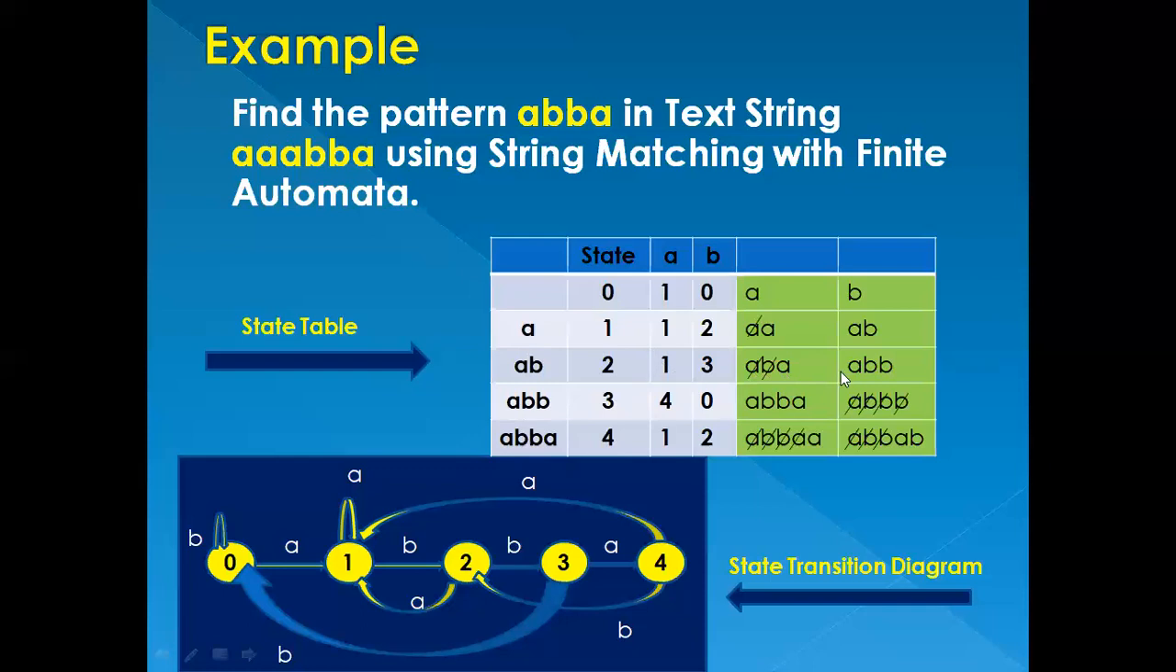Then you have AB already. You add B to it. Then check, do you have a state like ABB? Yes, you do. That is your third state, so you put 3 here. Then the next state is ABB. To that you can either add A. If you add A, you have a state like that, which is 4. So hence I've written 4 here.